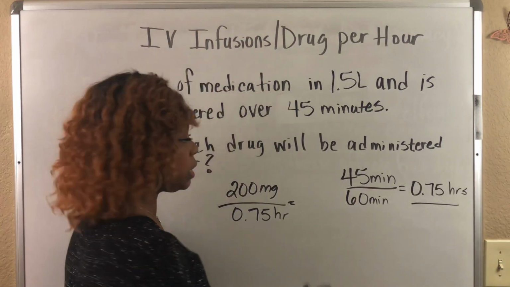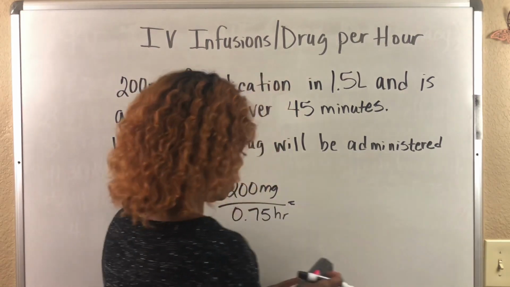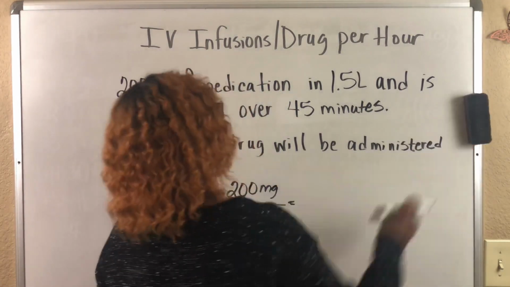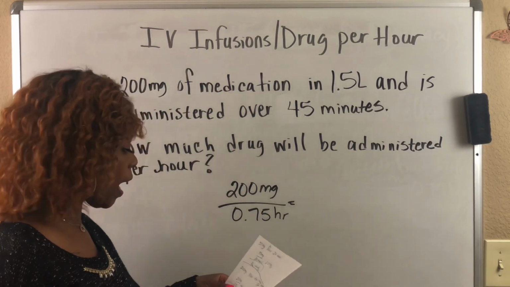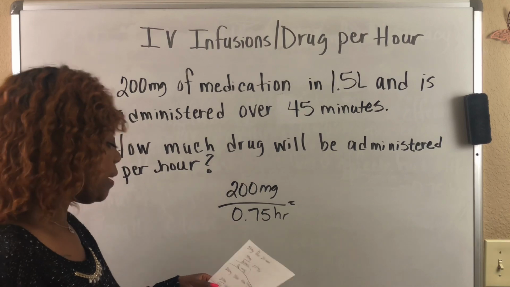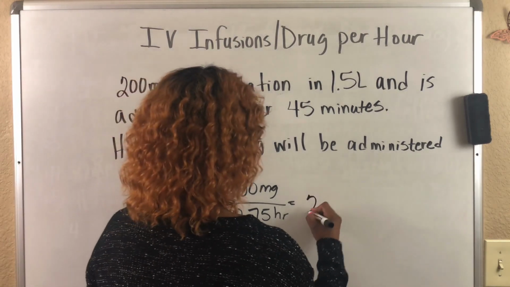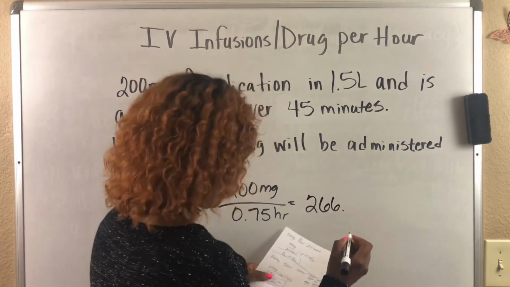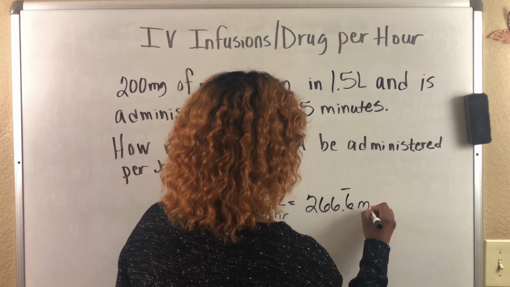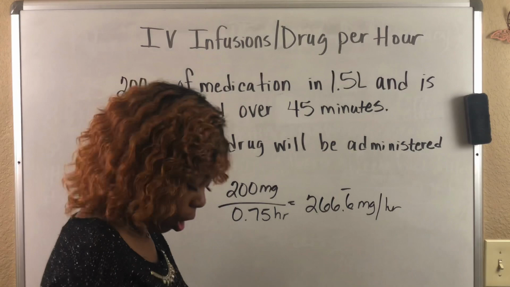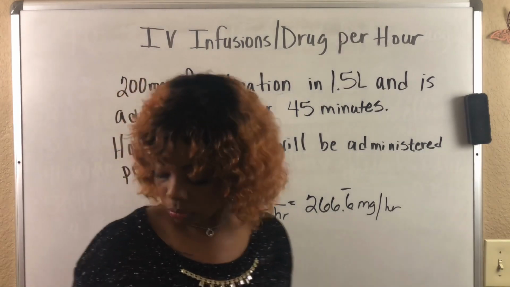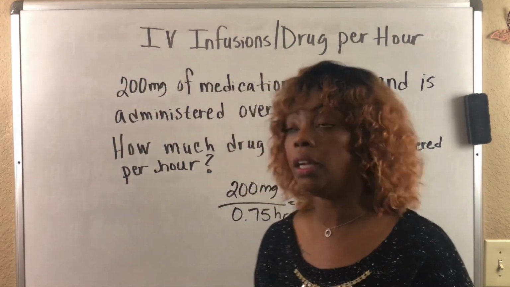I'm going to erase this just to move it out of the way. Okay, so now we're going to divide 200 divided by 0.75, and I think I have that written down. Yes, that is going to be 266.6 milligrams per hour. All right, I really hope that helped everyone.